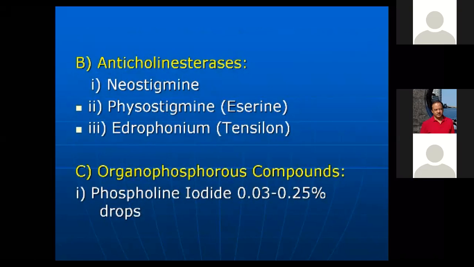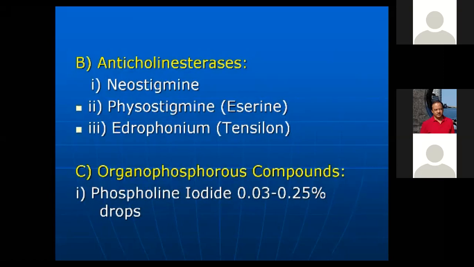Second group of parasympathomimetic drugs called anticholinesterases. This group consists of these three drugs: neostigmine, physostigmine, and edrophonium. Physostigmine is also called eserine, and edrophonium is also called Tensilon.